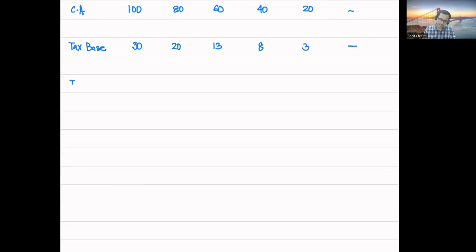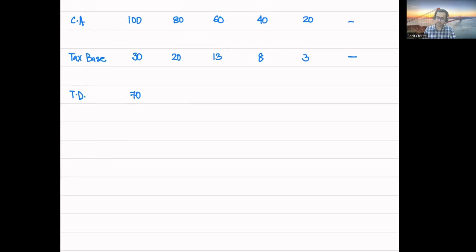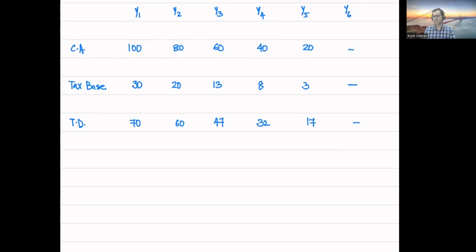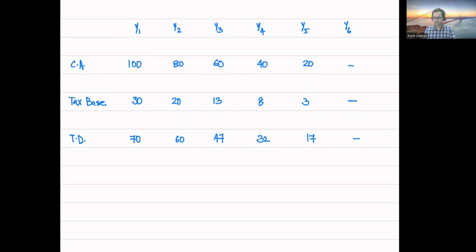Now let me calculate the temporary difference each year. I'm plotting the temporary difference for every year. It's 70 in year 1, 60 in year 2, 60 less 13 is 47 in year 3, 40 less 8 is 32 in year 4, 17 in year 5, and in year 6 it's going to be equal to 0. So I have a temporary difference of 70, 60, 47, 32, and 17.